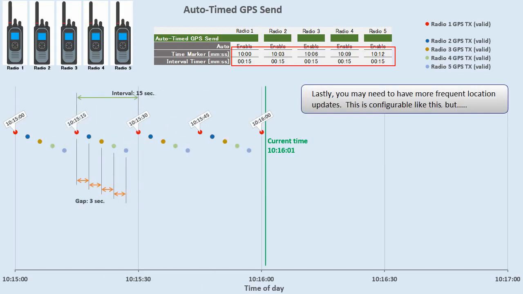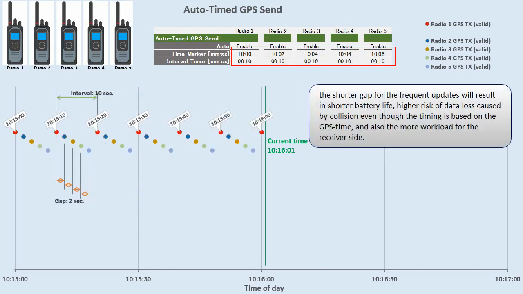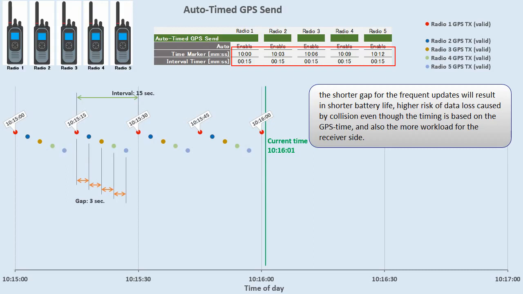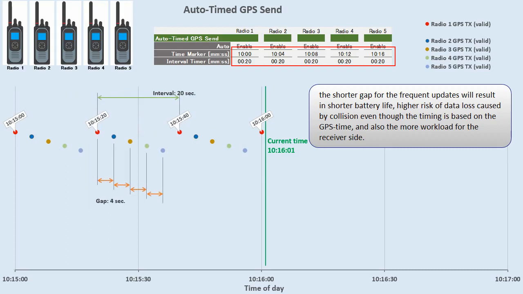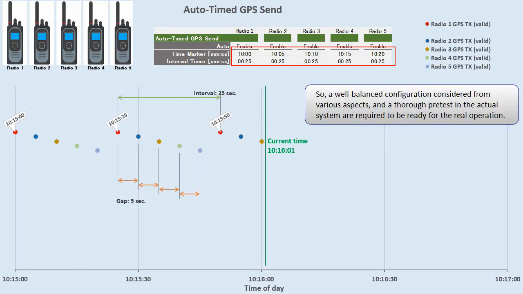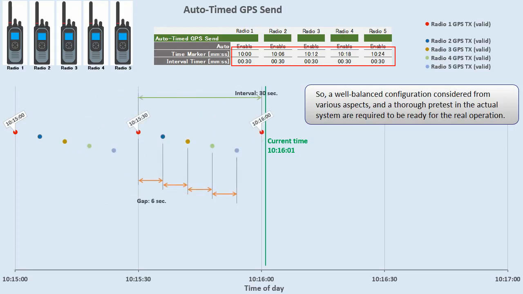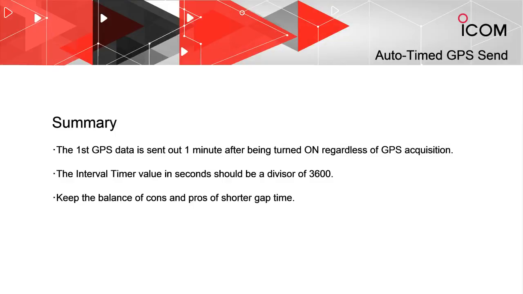This is configurable like this, but the shorter gap for the frequent updates will result in shorter battery life, higher risk of data loss caused by collision, even though the timing is based on the GPS time, and also more workload for the receiver side. So, a well-balanced configuration considered from various aspects, and a thorough pre-test in the actual system, are required to be ready for the real operation.